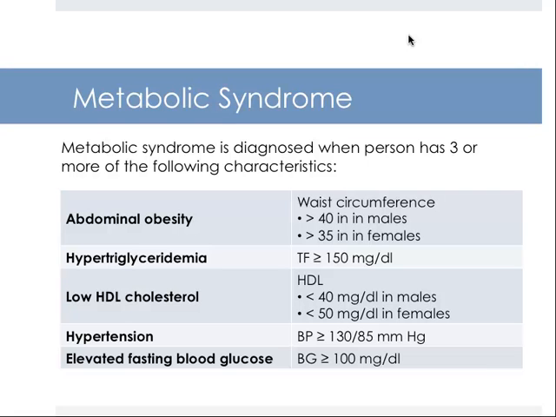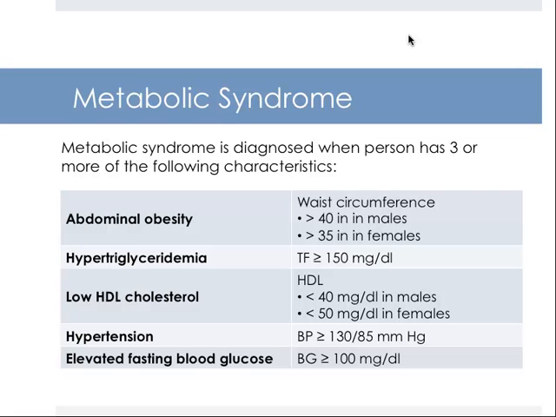The fourth parameter is your blood pressure. Blood pressure greater than 130/85 is considered to be a risk factor. We've learned in the course elsewhere, and perhaps you've seen in some of the guidelines, that blood pressure of greater than 120/80 is considered high. For the sake of metabolic syndrome, there's a little bit of a cushion there. Anything over 130/85 is considered to be high.